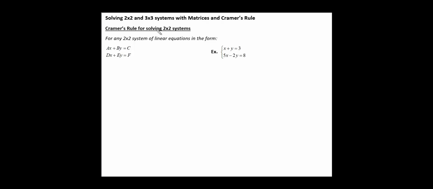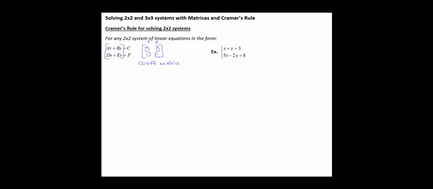So to use Cramer's rule for solving a 2 by 2 system, if we have a system of linear equations in this form, basically we're going to take what's called the coefficient matrix of the left-hand side, and that means the numbers in front of x and y. If we wrote that out, it would just be a, b, d, and e. We ignore the x's and y's, but we have a column for our x's and a column for our y's. So this is called the coefficient matrix.